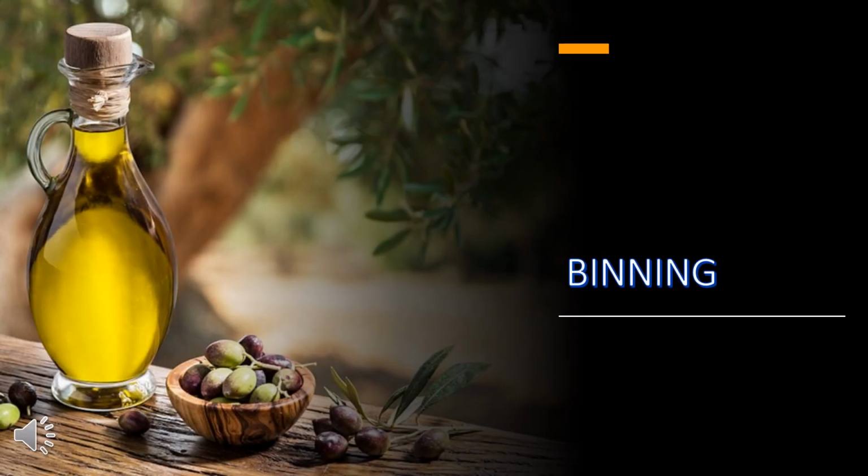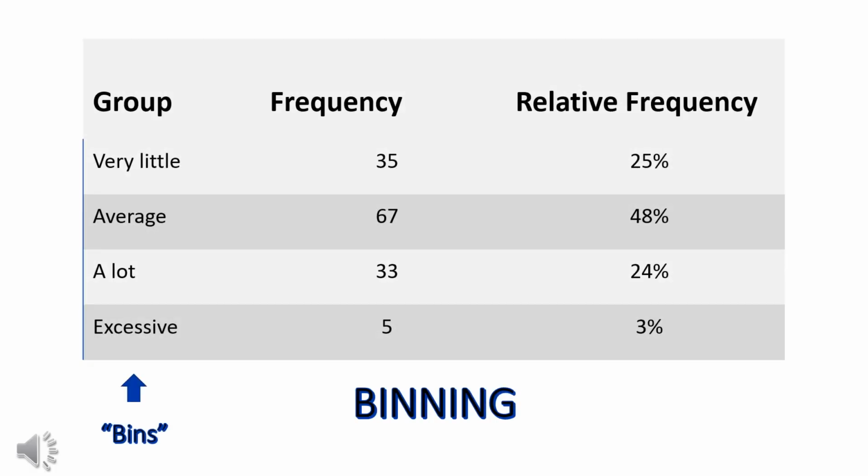For example, I can say that 0 to 15 ounces of olive oil is very little, 16 to 32 ounces is average, 33 to 49 ounces is a lot, and 50 plus ounces is excessive. Once I've binned my data, I can create a frequency table or a relative frequency table just like with our pasta example. It might look something like this.